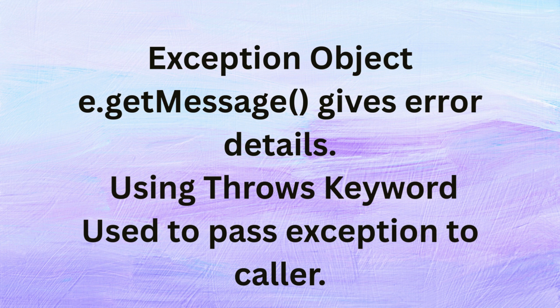Java provides an exception object, usually named e, which contains details about the error. Using e.getMessage(), we can display the exact error message.